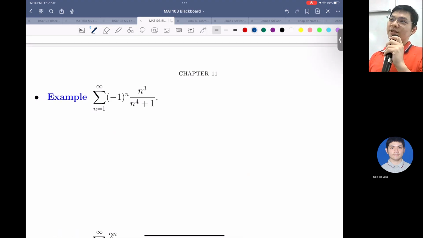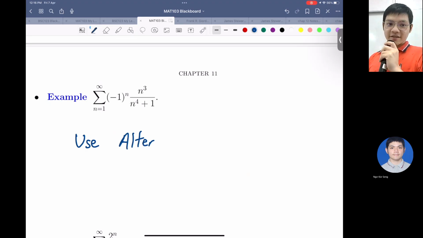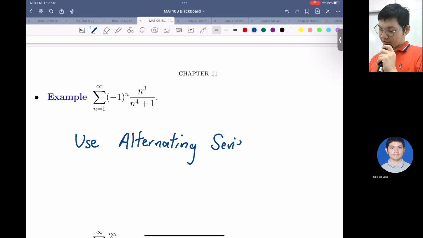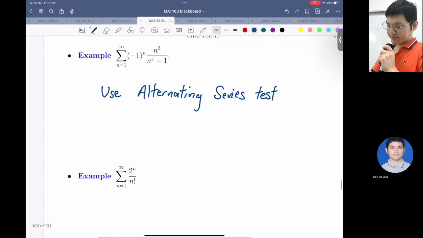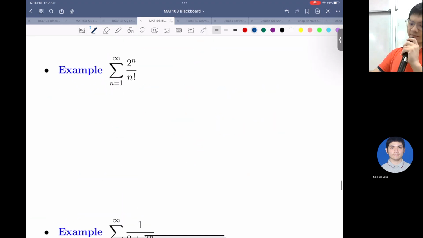And then how about this one? There's something alternating coming, so you can use the alternating series test. Okay, so I write down this strategy. You should go back and test it, and I'll do it as well. So we will see.